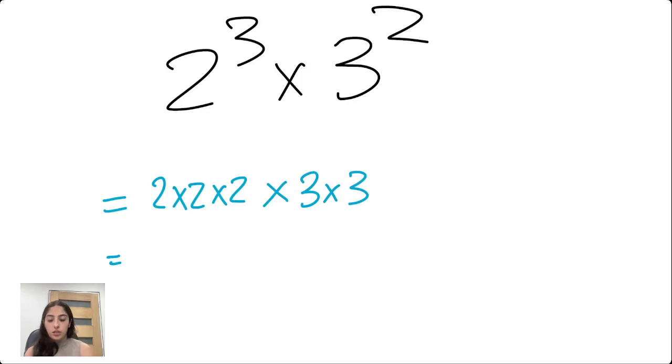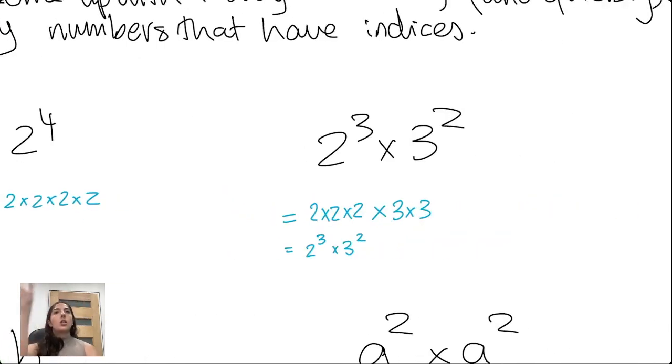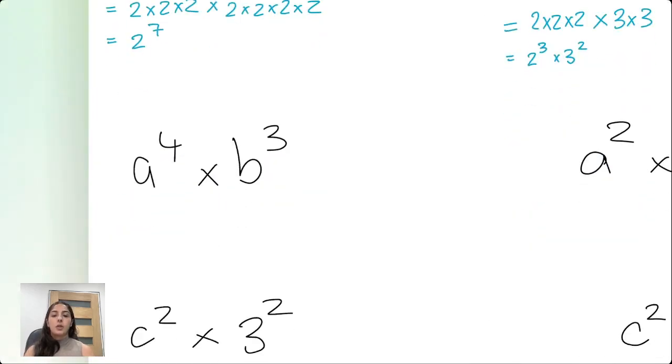It's the same as the beginning. It's the same as the start. So it's just 2 cubed times 3 squared. Nothing changed. Interesting. So something changed here, but nothing changed here. Let's keep going. This one.